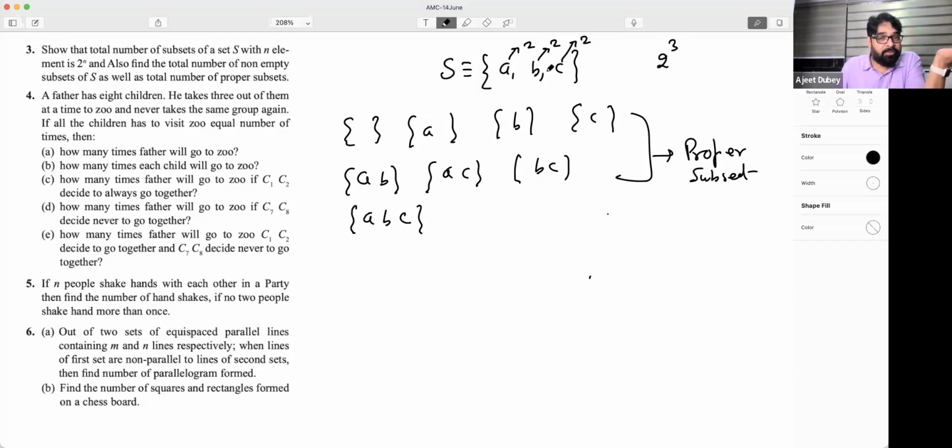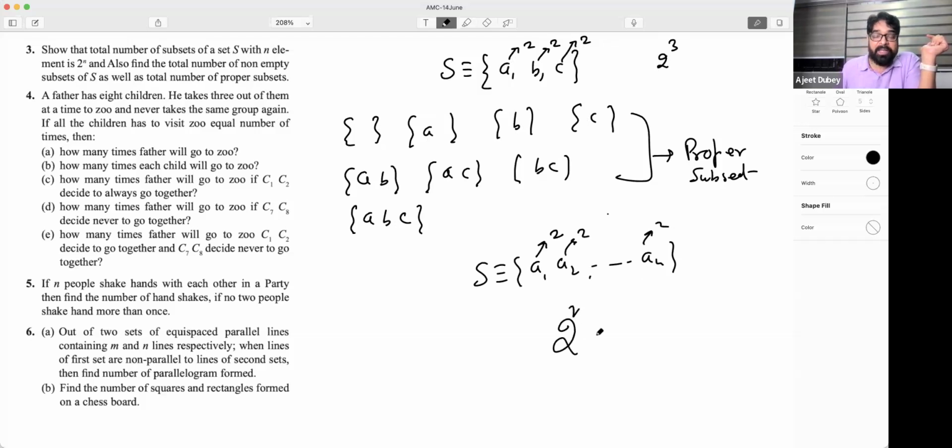So this is the way we calculate subsets. If any set has n elements, each may go or may not go in the subset. So this can be done in 2 ways, this also in 2 ways. The total number of subsets will be 2 power n. You can remember it also, it's a common formula. The number of subsets of any set S is given by 2 power n, where n is the number of elements in the set S.